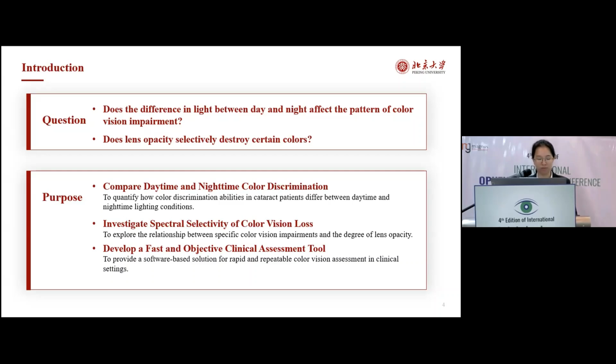To address these questions, we established three main objectives. First, to compare daytime and nighttime color discrimination in cataract patients. Second, to investigate the spectral selectivity of color vision loss, especially how lens opacity relates to impairments in different wavelength bands from red to purple. And third, to develop a fast, objective, software-based assessment tool suitable for routine clinical use, one that can provide reliable measurement without requiring extensive patient training or prolonged testing time.